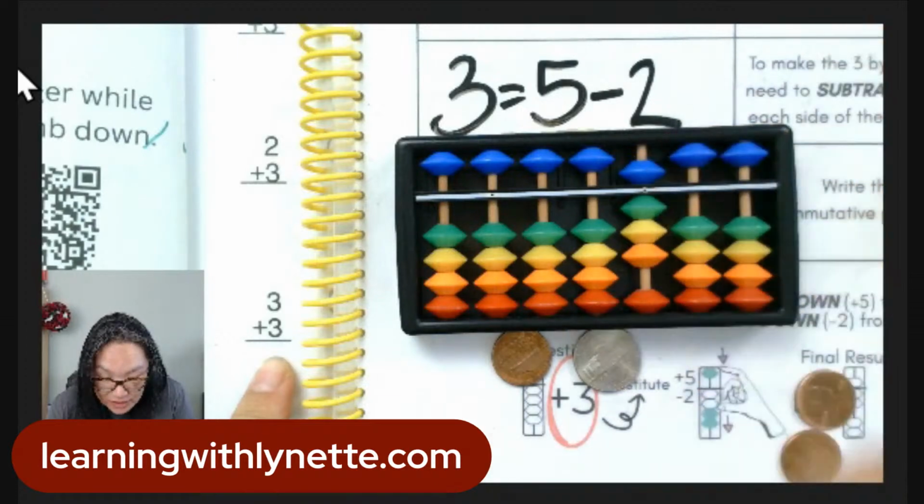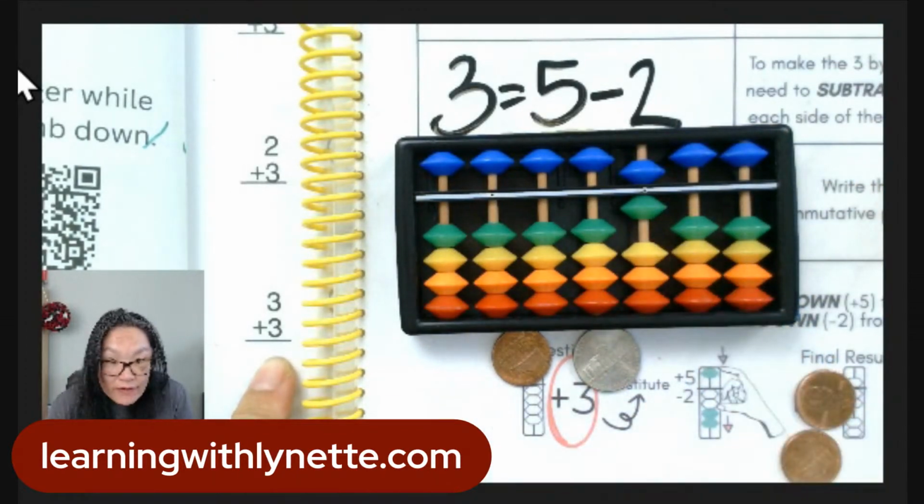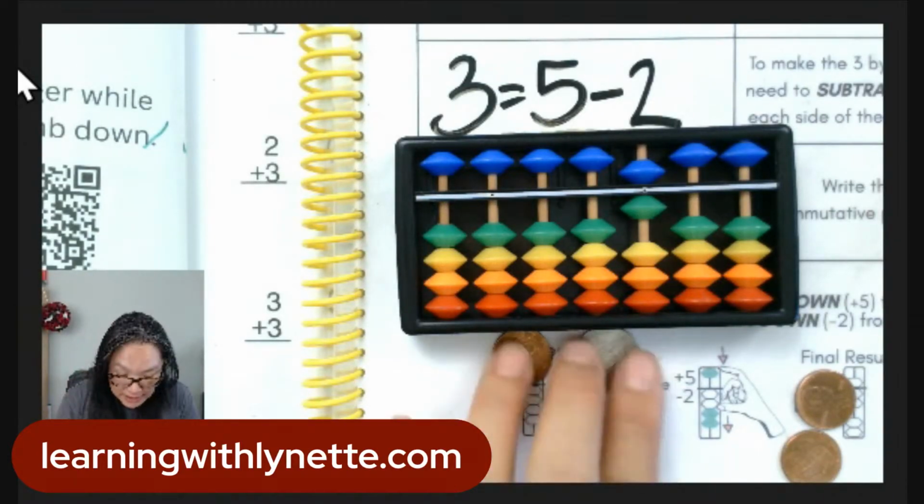So if I add my nickel, that's too much. I need to take away 2. So my final answer is 6. Can you do minus 2 minus 3 instead? Yes, let's do that.